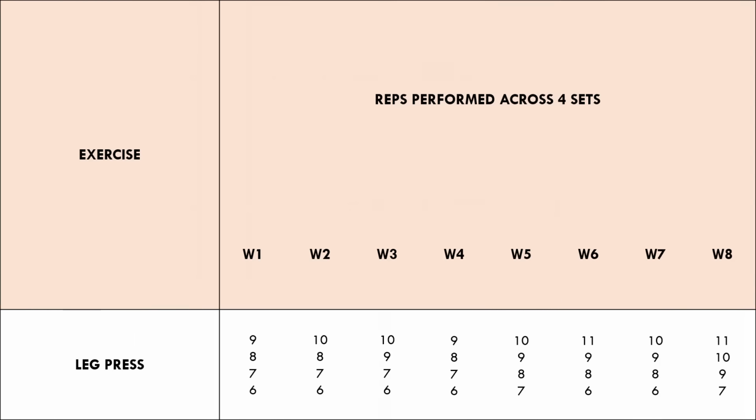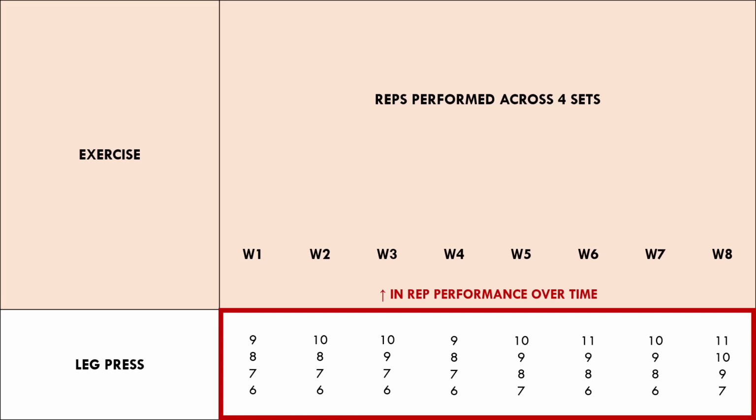For example, over an 8-week period, the average number of reps performed fluctuates but shows a general positive trend over time. So rather than prescribing progressive overload, it naturally occurs as a result of effective hypertrophy training.